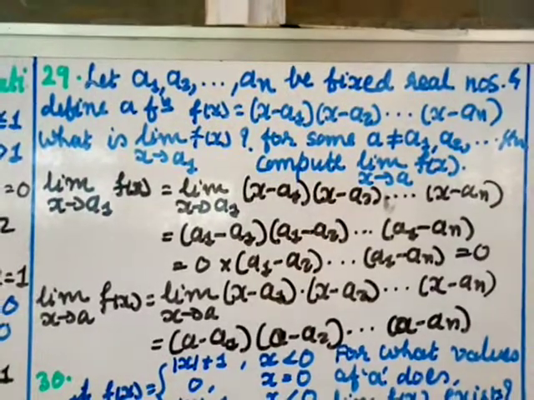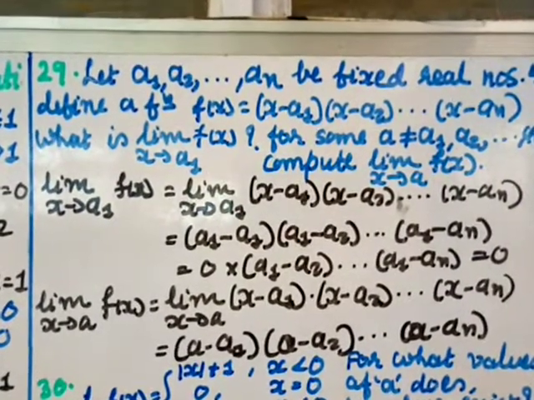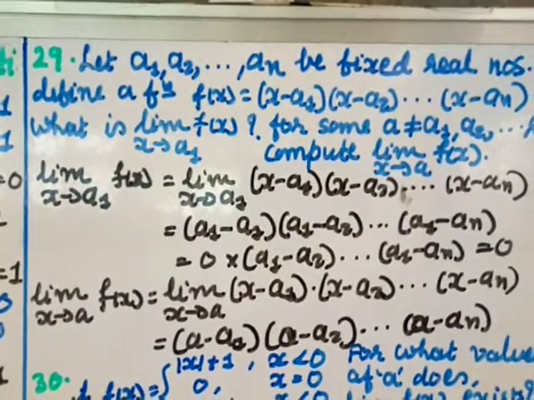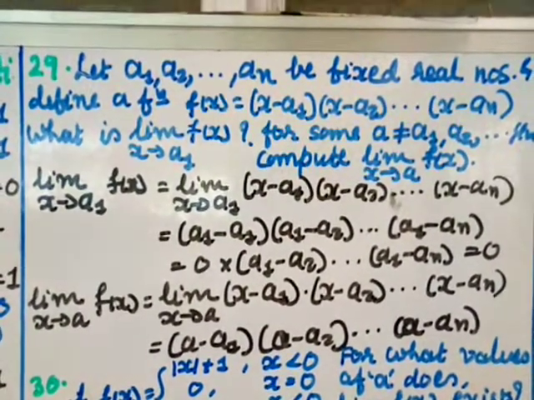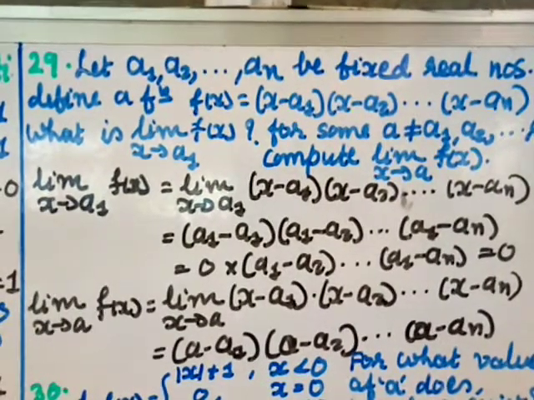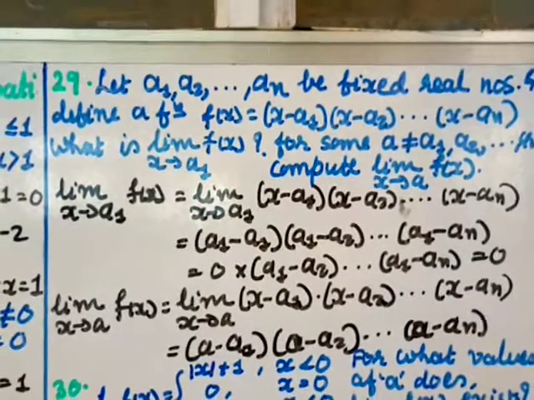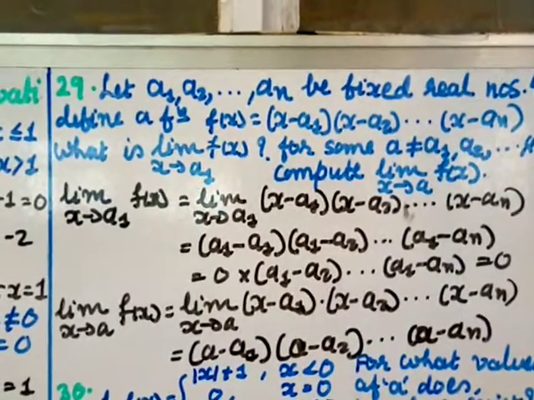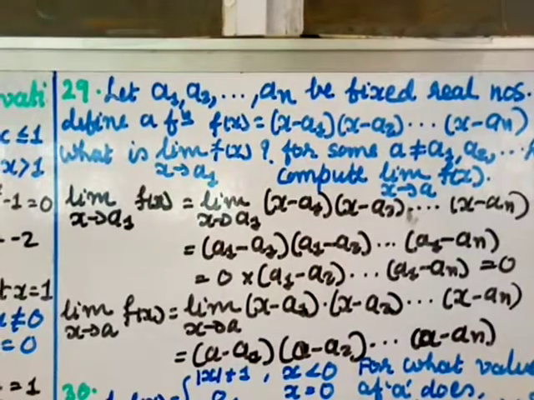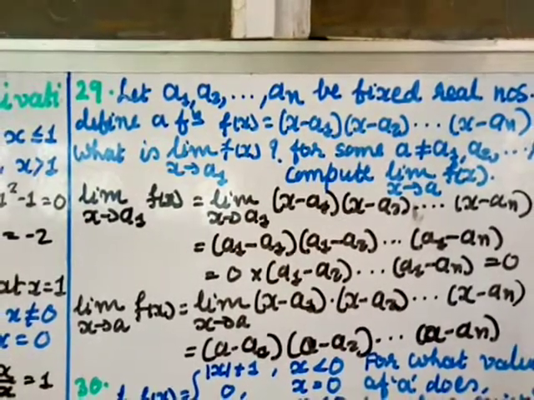Question number 29. Let a1, a2 up to an be fixed real numbers and define a function f(x) equal to x minus a1 into x minus a2 into up to x minus an. What is limit x tends to a1 f(x)? For some a not equal to a1, a2 up to an, compute limit x tends to a f(x).